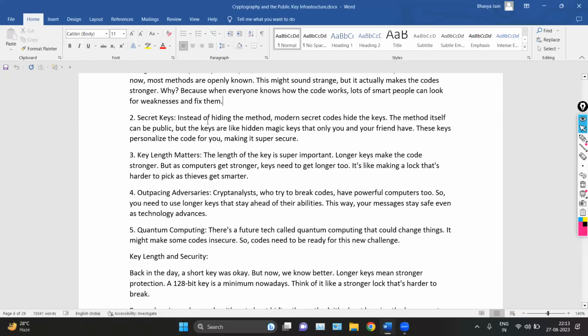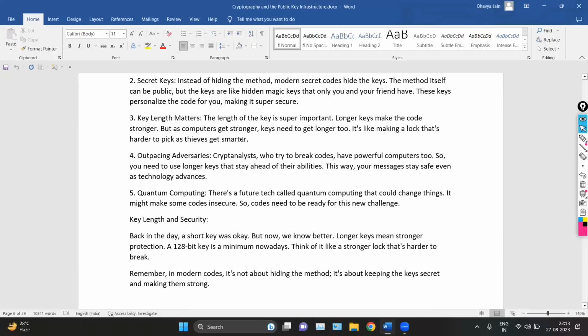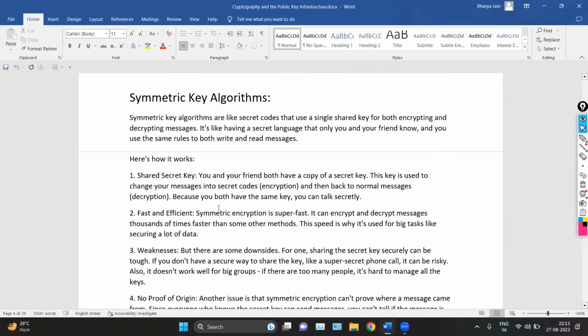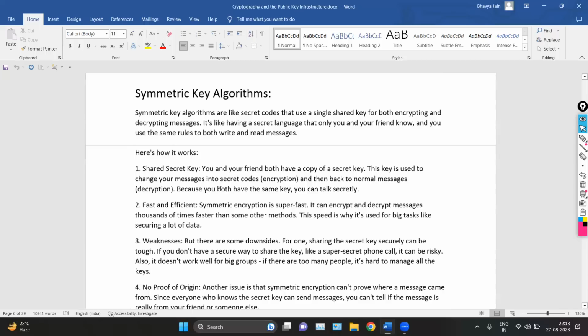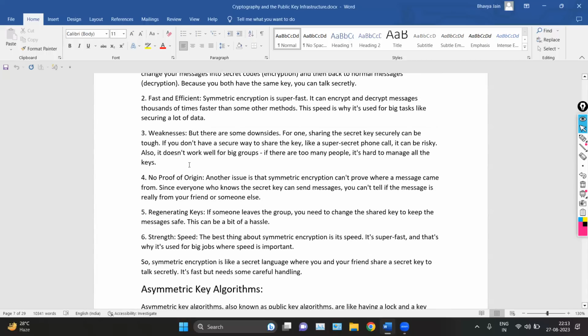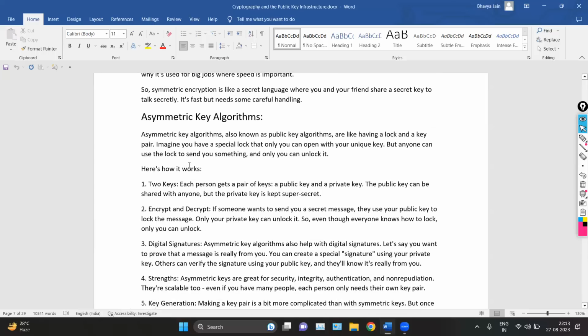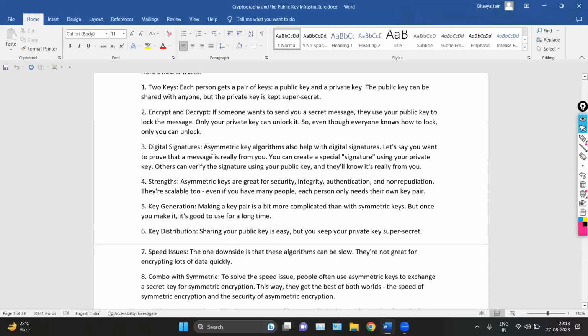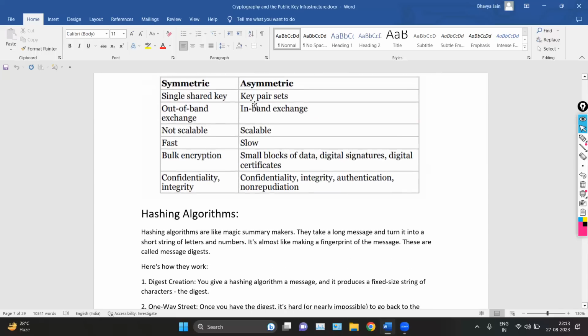Then we have secret keys. Instead of hiding the method, we hide only the keys. Key length matters, which we have already discussed. Then we have symmetric key algorithms, where we use only one key, along with their pros and cons. In asymmetric, we use two keys, a private and a public key. Each user uses a private and public key for encryption and decryption. These are the pros and cons we have already discussed, and these are the differences.